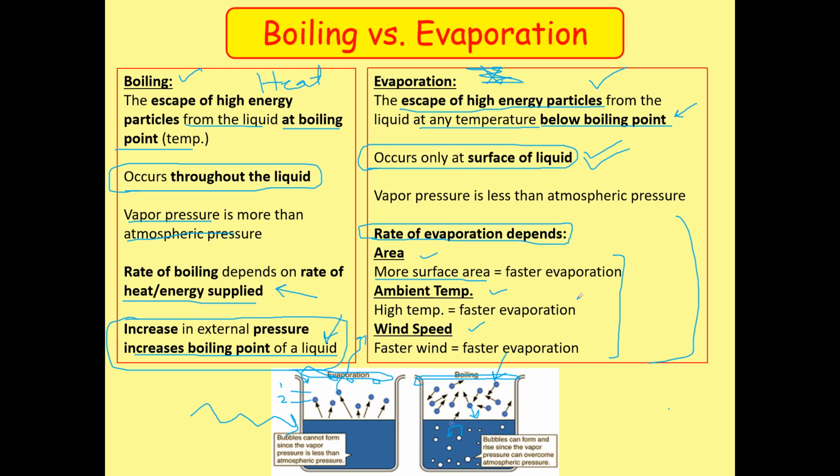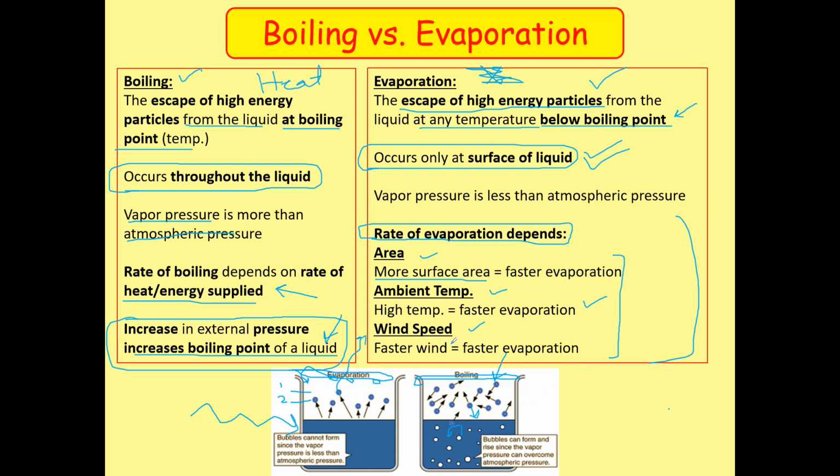The other way around is the ambient temperature. Let's say you're trying to dry some clothes. In summers, the clothes will dry faster because the ambient temperature is higher. That means the native energy that these particles have to escape is greater than in winter. So definitely the ambient temperature also affects it.